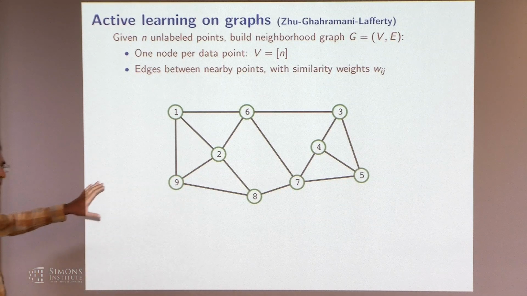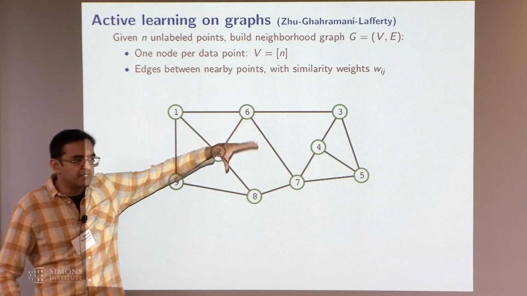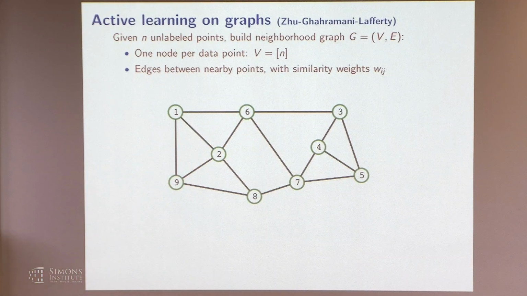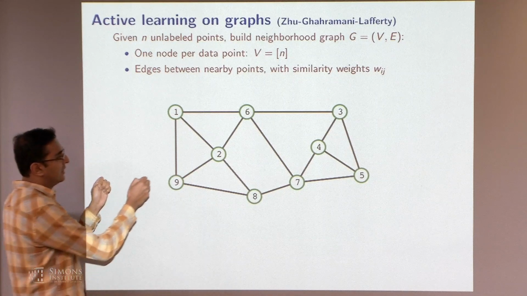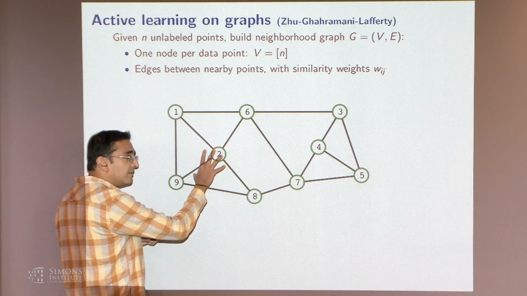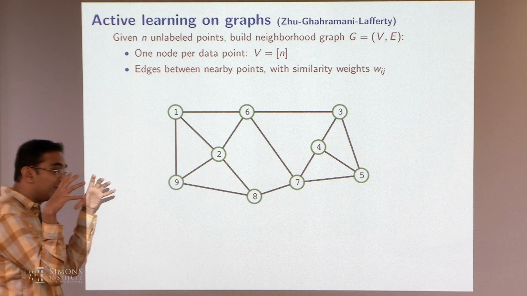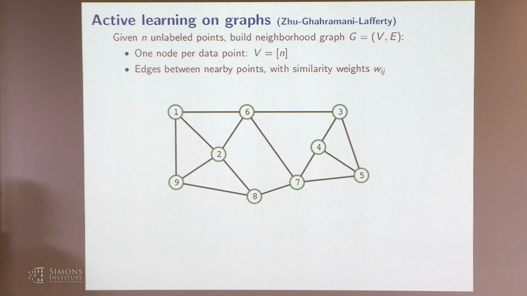Okay, so here's what happens. You've got your n data points. You build a neighborhood graph on them. So you connect each point to its nearest neighbor, something like that. This is basically adaptive to manifold structure, because the nearest neighbors in Euclidean space are, roughly speaking, also the nearest neighbors on the manifold. If you look at local regions, Euclidean and manifold are basically the same, and so that's the intuition behind these neighborhood graphs.